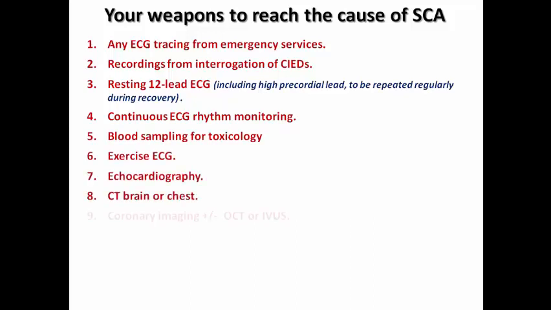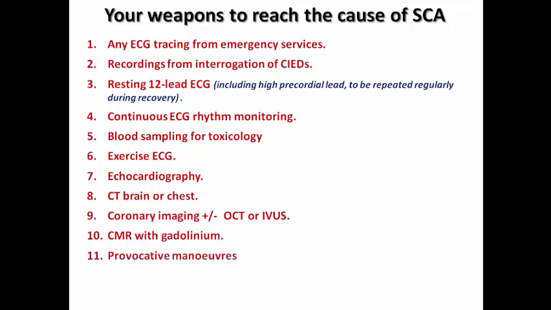Echo, CT brain or chest, coronary imaging plus or minus OCT or IVUS, cardiac MRI with gadolinium, provocative maneuvers according to your clinical suspicion. EP study and electroanatomical mapping may be needed according to your clinical suspicion, and the last thing, genetic testing, also according to your clinical diagnosis, to be decided by a multidisciplinary team.